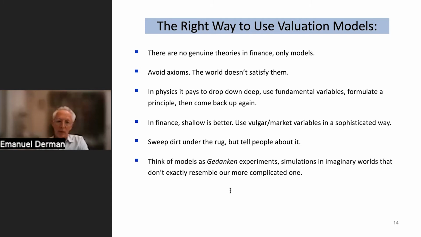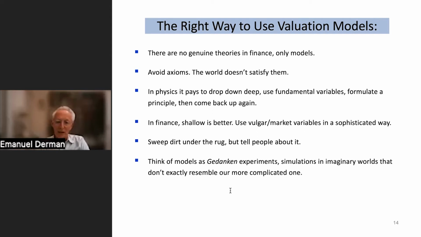So there are no genuine theories in finance. I believe one should therefore avoid axioms. The world doesn't satisfy them. Physics is different from finance. In physics, it really pays to look at the movement of the planets like Newton did, and then drop down very deep and say F equals ma, force equals mass times acceleration, which has nothing obvious to do with the planets. Use fundamental variables, formulate this principle that's very deep, and then come back up again to see what it predicts about the motion of everyday objects.